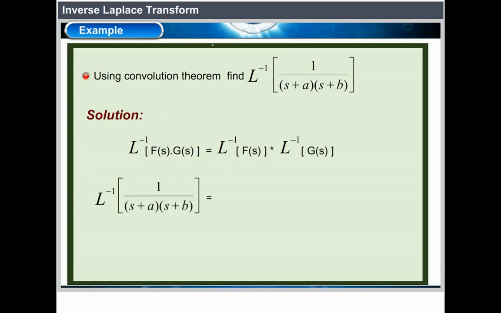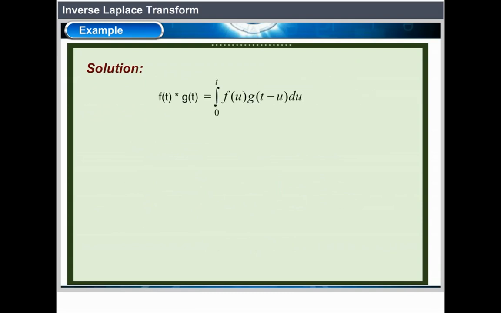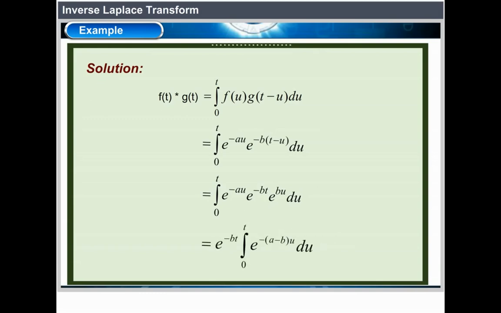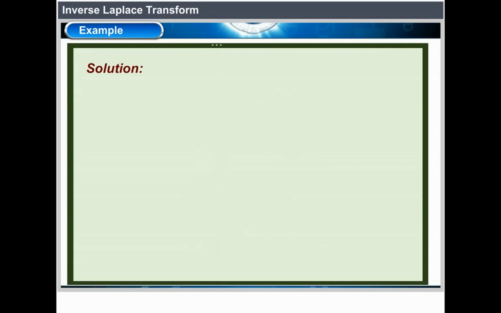Then L inverse of 1 by (s plus a)(s plus b) equals L inverse of 1 by (s plus a) convolved with L inverse of 1 by (s plus b), equal to e^(minus at) and e^(minus bt). f(t) * g(t) equals integral 0 to t of f(u) g(t minus u) du, equal to integral 0 to t of e^(minus au) e^(minus b(t minus u)) du, equal to integral 0 to t of e^(minus au) e^(minus bt) e^(bu) du, equal to e^(minus bt) integral 0 to t of e^(minus (a minus b)u) du.